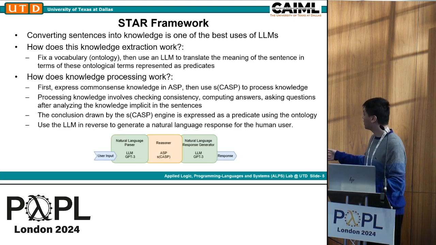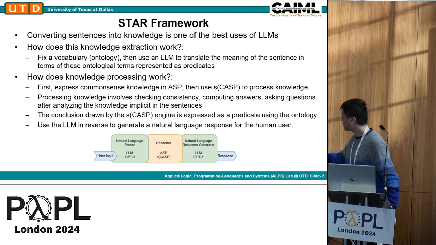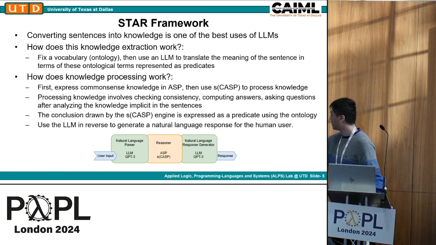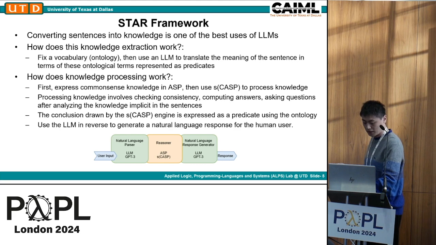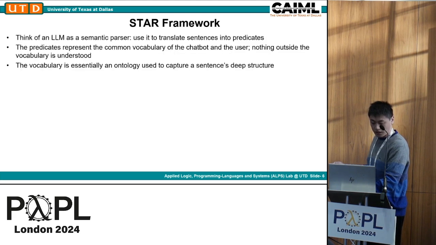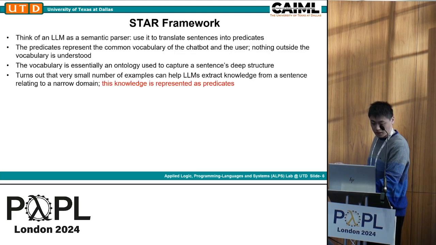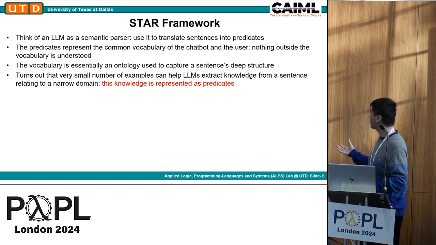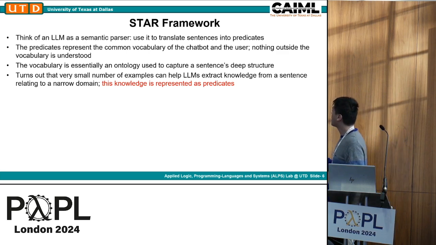So basically the structure is like this. We use the large language model as the input and output interface, and we reason in the middle. Okay, so this is the STAR framework. I also want to talk a little more about the knowledge extraction from sentences. We use the LLM as the semantic parser to extract the predicates, or the knowledge, from the sentence.